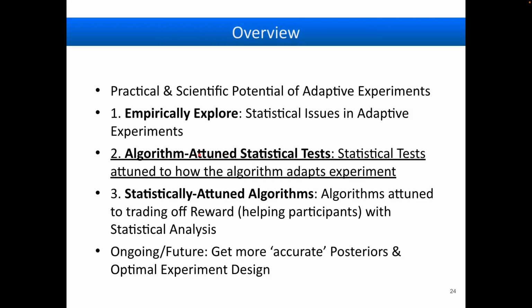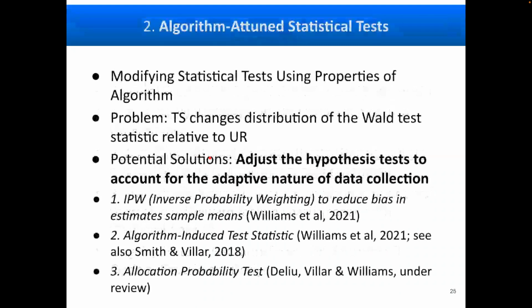So in this overview, how about the second one? Algorithm-tuned statistical tests. So maybe I will actually focus a bit on the latter two. And again, the key idea here is let's modify statistical tests using properties of the algorithm. The problem is Thompson sampling changes the distribution of the overall test statistic relative to uniform random. So we can adjust the hypothesis test to account for the adaptive nature. We're going to skip IPW. It's not working as well as one might hope. I'll look at the algorithm-induced test statistic and the allocation probability test.